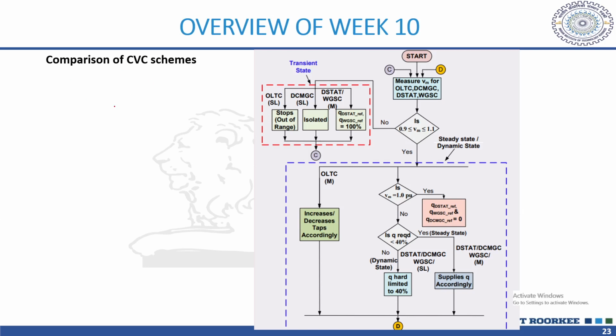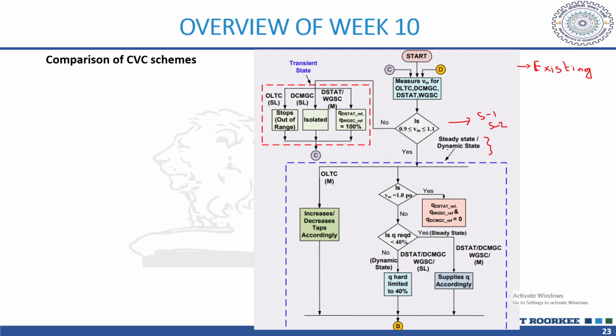So the comparison has been done between what is the existing, and first we'll see what is existing way of this coordinated voltage control basically. So here we start from here and we are measuring the voltage, right, from this OLTC and STATCOM here. And if we see that the voltage is maintained between this limit, that means we are in state 1 or state 2, which was the steady state or dynamic state.